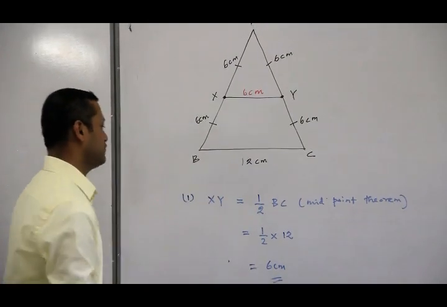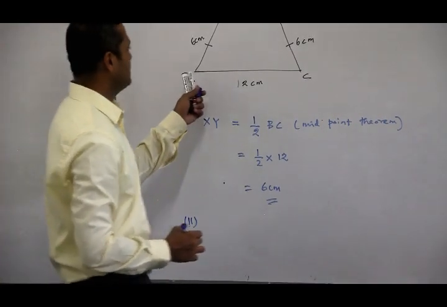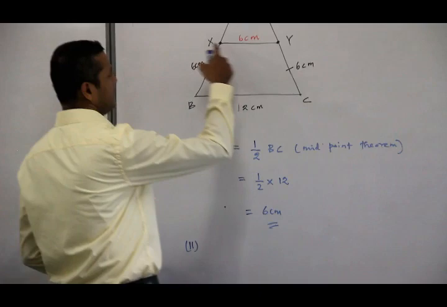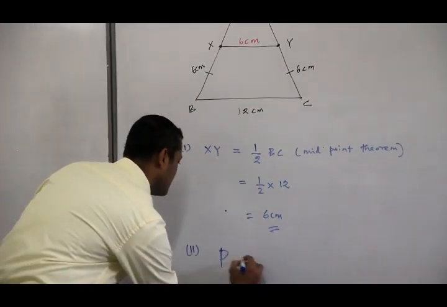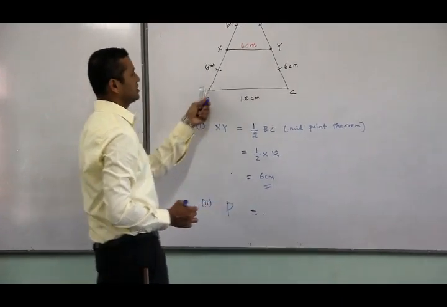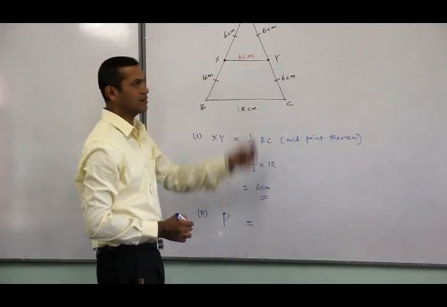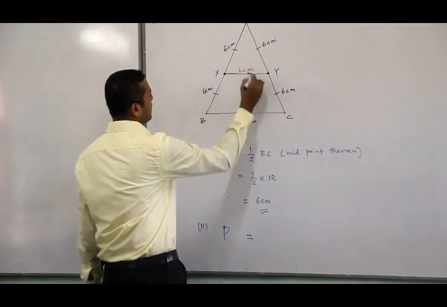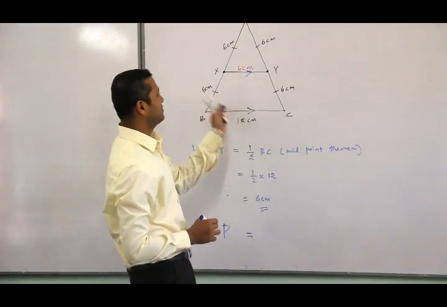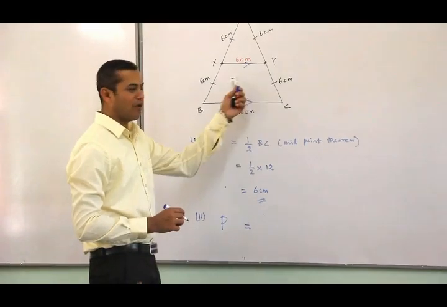The second part is to find out the perimeter of BCYX. Then you can write perimeter equals BCYX. This quadrilateral, of course, it is a trapezium, isn't it? Because a pair of opposite sides are parallel. According to the midpoint theorem, it becomes a trapezium. The perimeter means you must add all the four sides.